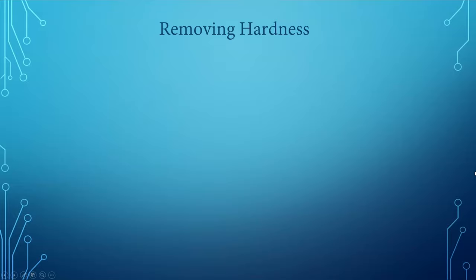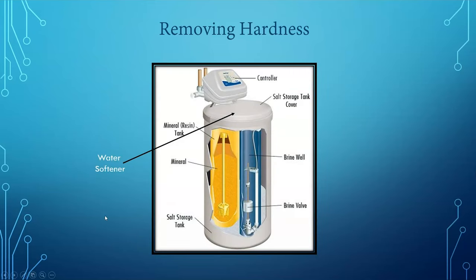Fortunately, it's not difficult to remove hardness from water. To do that, we use a device called a water softener, and I've had one of those since I was a kid. My parents had a water softener because the water in my hometown was very hard. A water softener is a pretty simple device. There are some resin or plastic beads in a cylinder, and those plastic beads are coated with sodium ions.